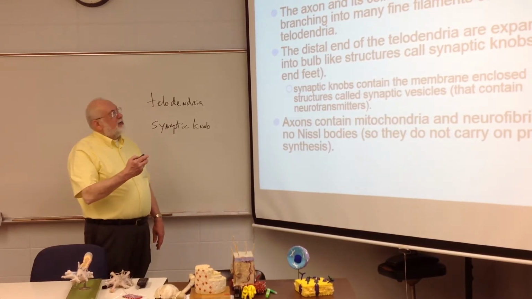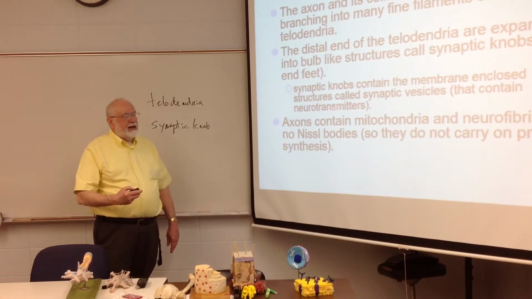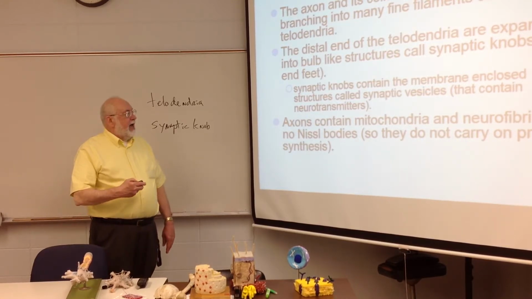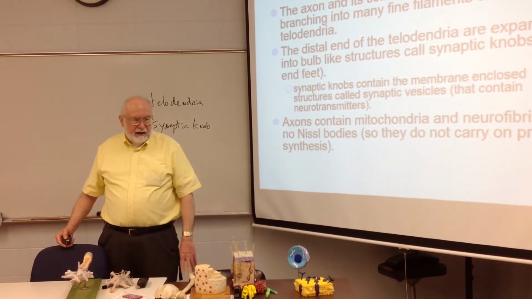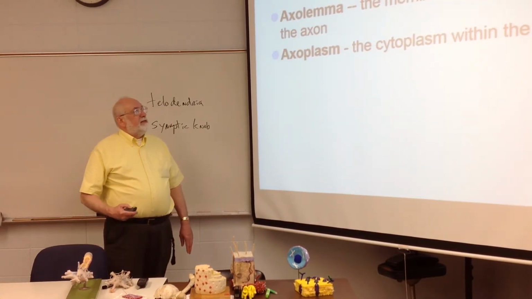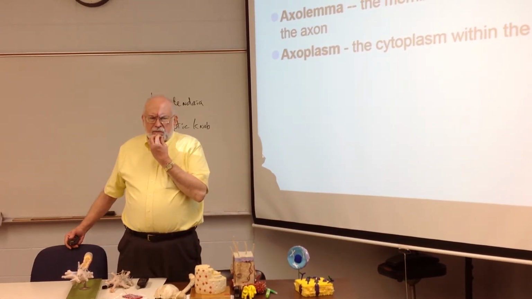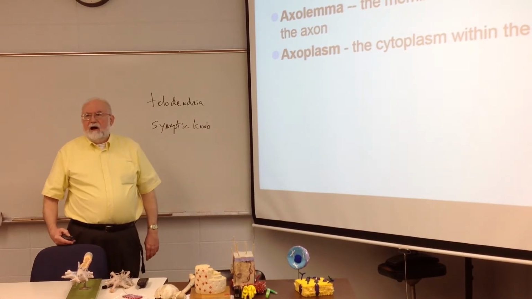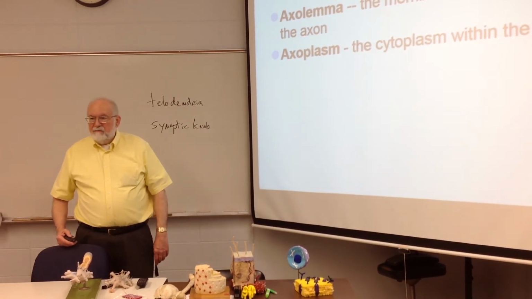All right, so there we go. And as we've said, the axon and its collaterals terminate in these fine filaments called telodendria, and they have the synaptic knobs, and the synaptic knobs contain neurotransmitters, and the one that we've talked about thus far is acetylcholine. And axons contain mitochondria and neurofibrils, but as we said, they have no Nissl bodies in them. Now, some other terms related to axons. And how many axons would there be on a neuron? One. Right. There's never more than one. Axolemma is the membrane around the axon. Axoplasm is simply the cytoplasm inside.